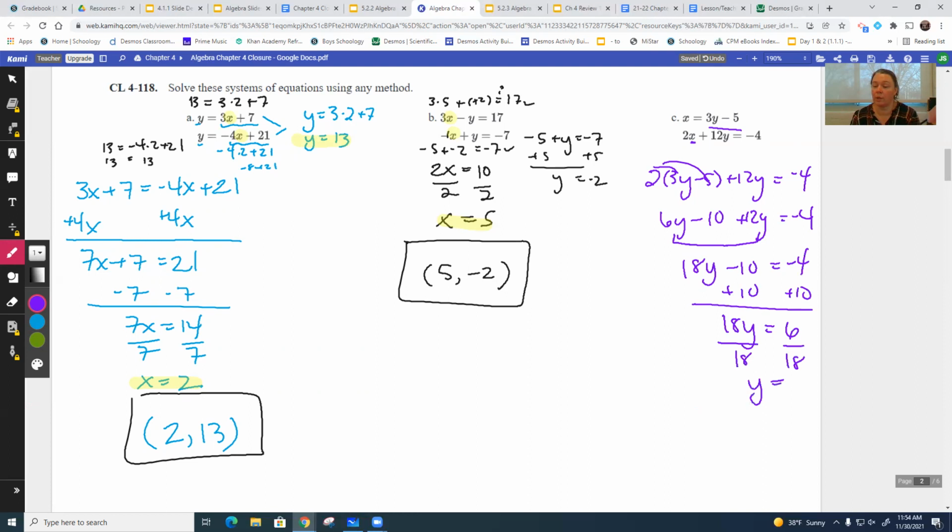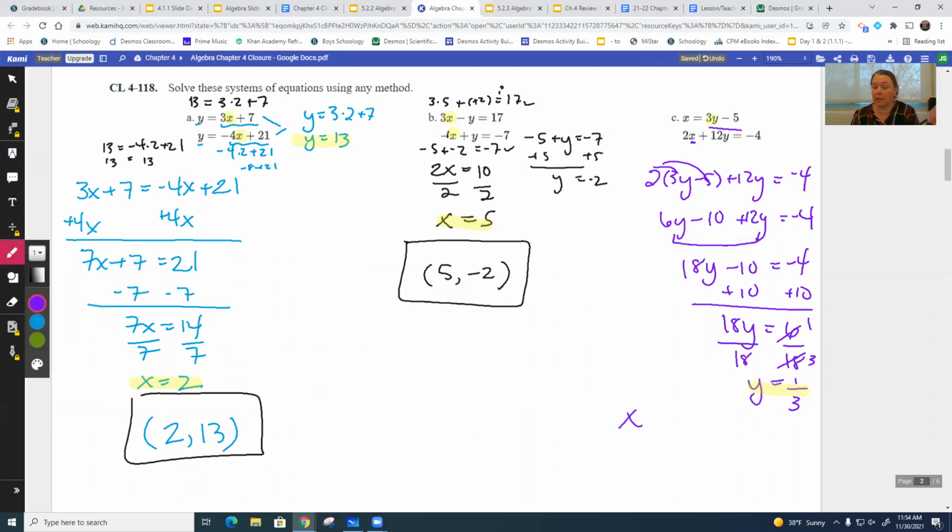And everybody's going to freak out because you get this fraction. 6 goes into 6 once, 6 goes into 18 3 times. So your y value is 1/3. All right, don't freak out. If it's a fraction, what you always can do is just plug it back in. Sometimes answers are fractions, just roll with it.